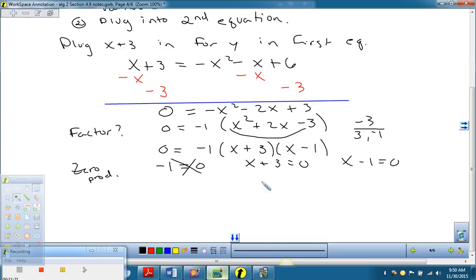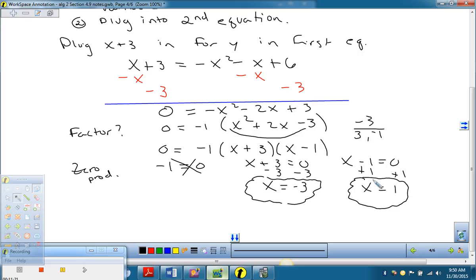Now we solve these. Here I get what? Not 3, but negative 3. x equals negative 3. And x equals 1. So, this line and parabola intersect at 2 places, at x equals 1 and x equals negative 3. And we are done.